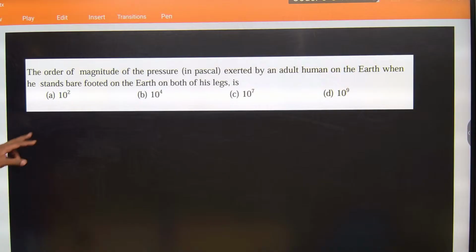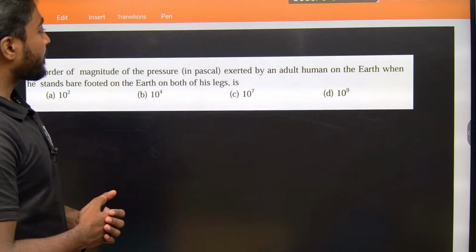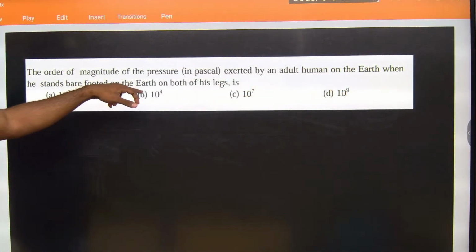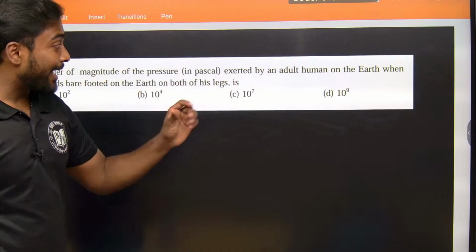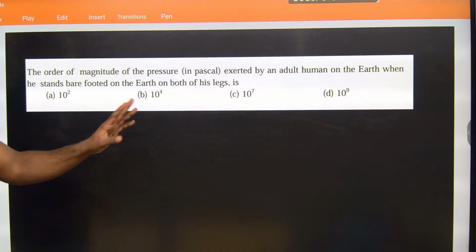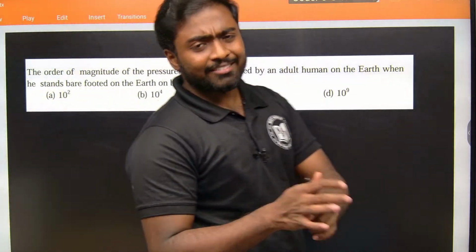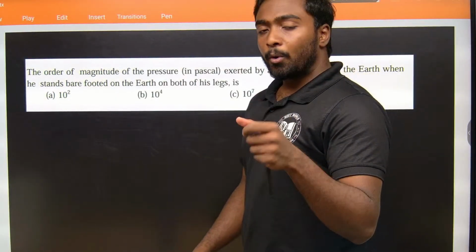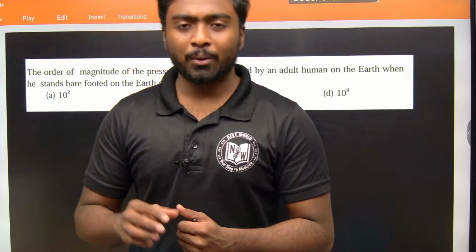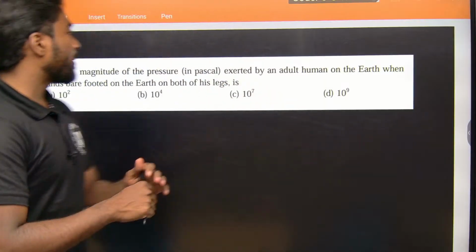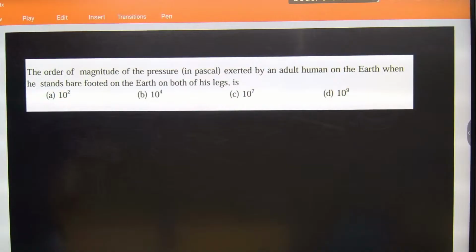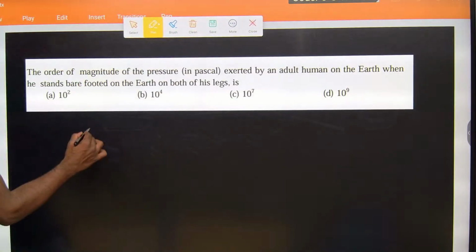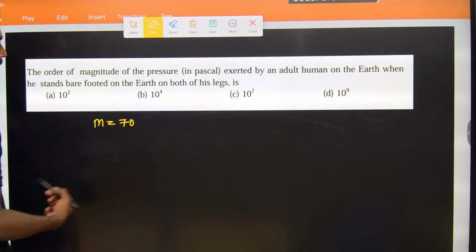The order of magnitude of the pressure in Pascal exerted by an adult human on the earth when he stands barefoot on the earth on both of his legs. So they are asking about the order of magnitude. Not the exact value, only the order. So consider whatever mass you want. Suppose I am considering the mass of the adult as 70 kg.